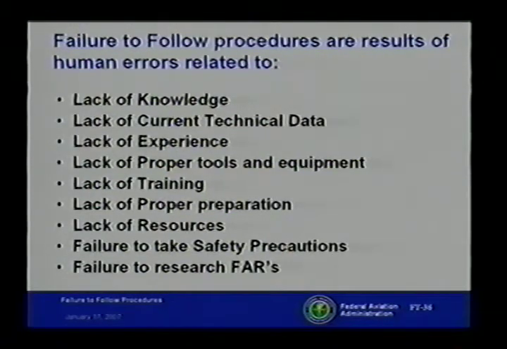A lack of experience. And a lot of times this comes with working with a group and having the supervisor put you on a job, and you've never done it before, but it's something that's similar to something you've done before, so you go ahead and do it. If you don't have the experience to do it, you should not be doing it. In our regulations, you're required to have experience within certain parameters.